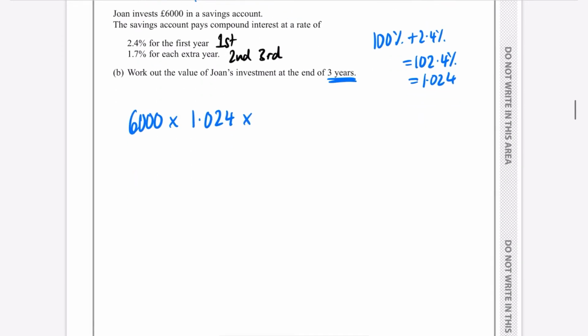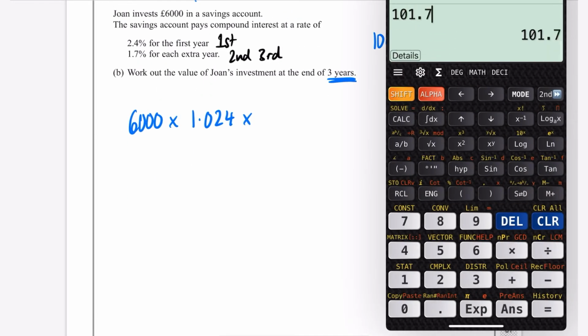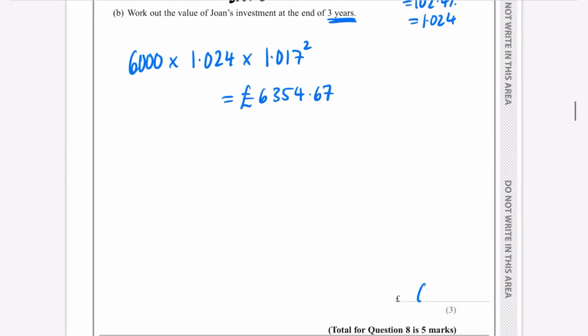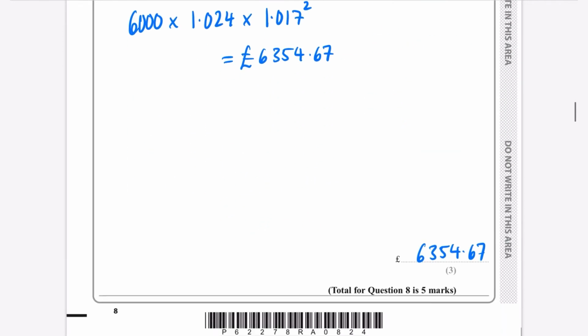So I'll do 101.7%, and that is 1.017, and because that's happening for 2 years, we square that. So I'm just going to do the calculation of 6,000 multiplied by 1.024 multiplied by 1.017 squared. And we're going to get that the value of the investment is £6,354.67. Now you could do that as separate calculations, but it is a lot more work. So I think you'll find this is the best way to do this for compound interest.